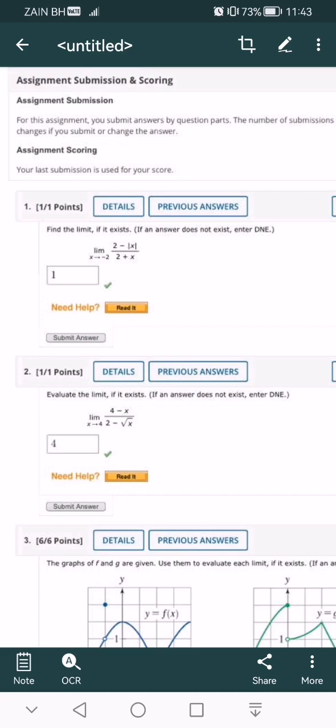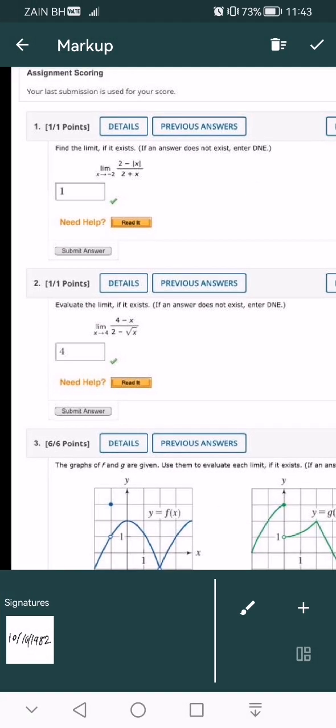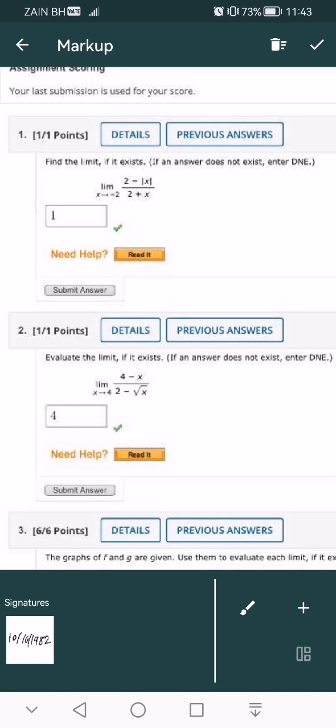Okay, to get our target. My target is to get all of the students an A. So I hope you can get A. Okay, so let us start now.